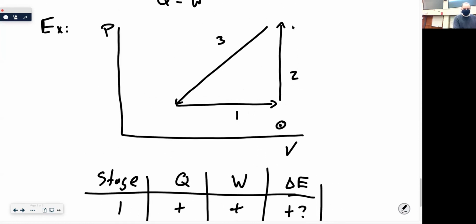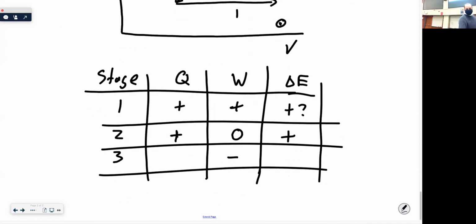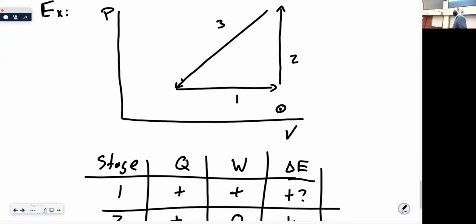What's true of the work as we go from this point to this point? It's got to be negative. Anytime we move left at all on this diagram, work has to be negative. Anytime we move right at all on this diagram, work has to be positive. Since we're moving generally left, that has to be a negative work. What about delta E? How can we tell what delta E is for leg 3, from there to there?